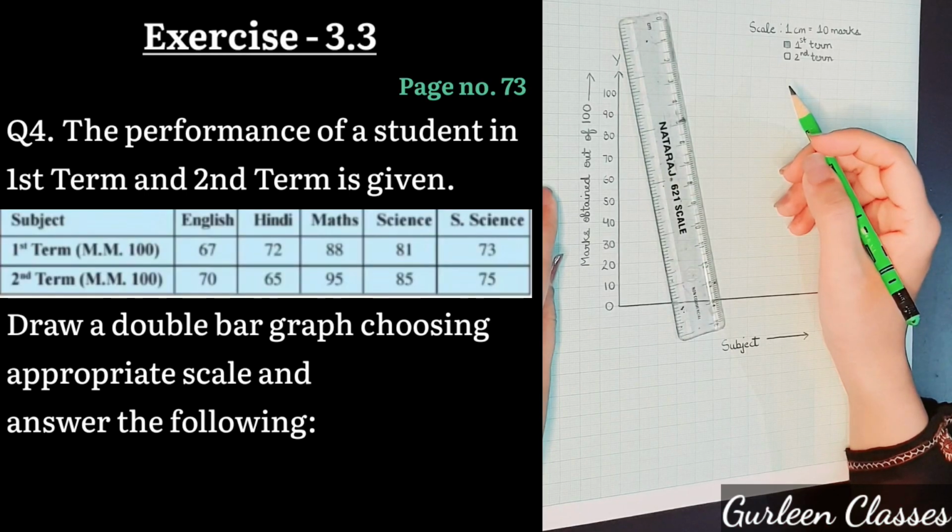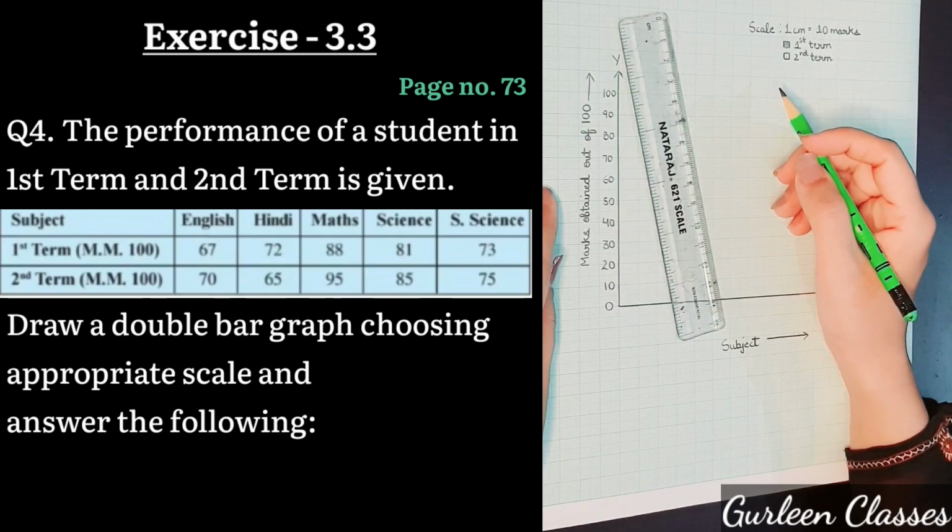So now let us start with question number 4. The performance of a student in the first term and second term is given below. Draw a double bar graph choosing an appropriate scale and answer the following. In your books, this table is given where the subjects are written: English, Hindi, Maths, Science and Social Science. And the marks are given out of 100 in the first term and second term.